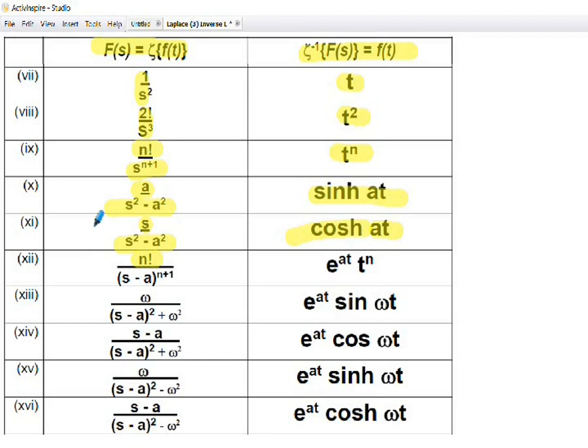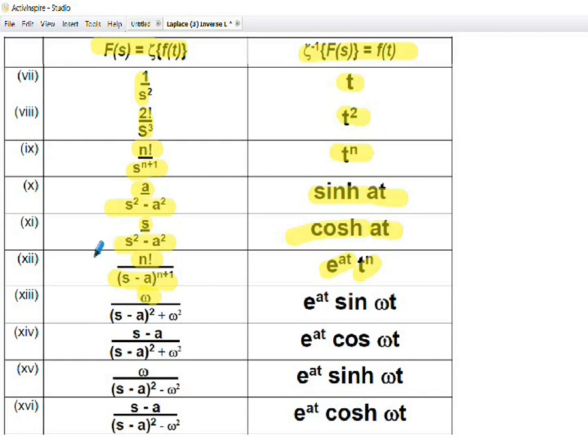Factorial n over (s minus a) to the n plus 1 goes to e to the at times t to the n in the time domain, and then we've got some exponential and sine and cosine functions here.